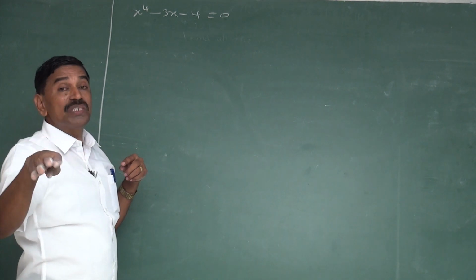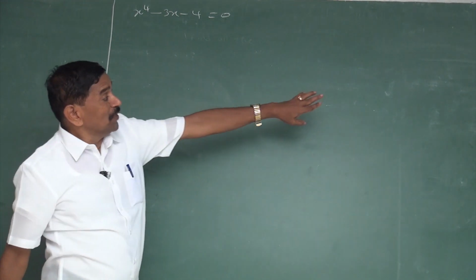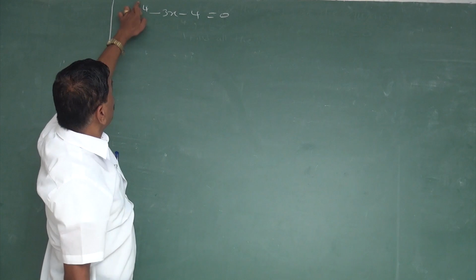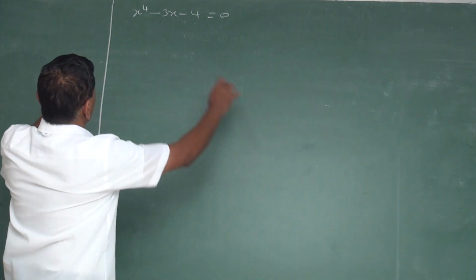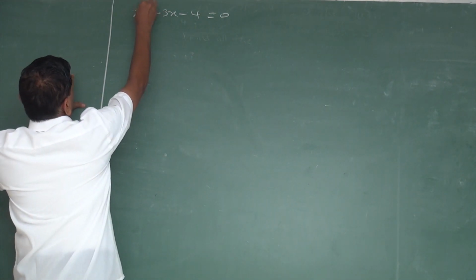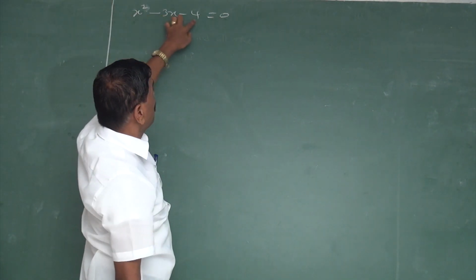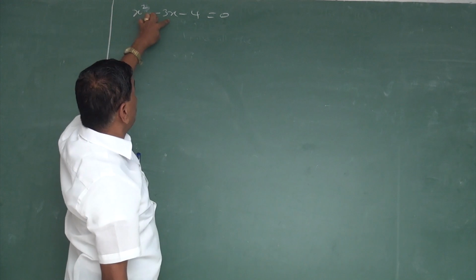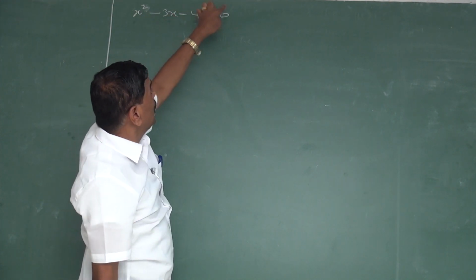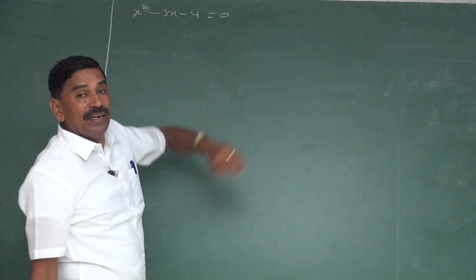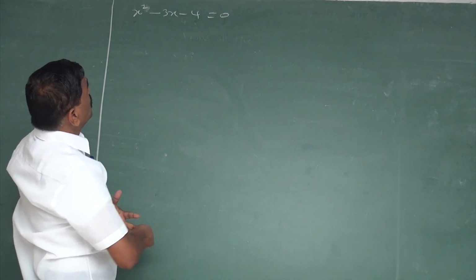The remaining 2 roots are given by the quotient equation. Not x power 4, it is x square. Already we know the quotient from the division: the x square term, x term, and constant equal to 0. So x square minus 3x minus 4 equal to 0 gives the remaining 2 roots. Okay, now I want to factorize.